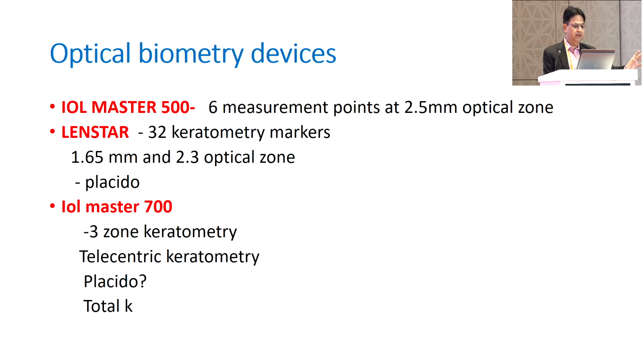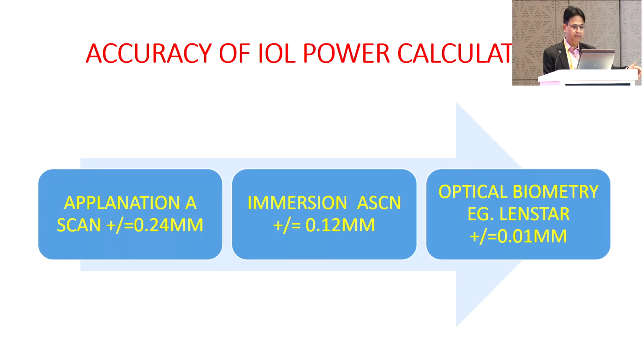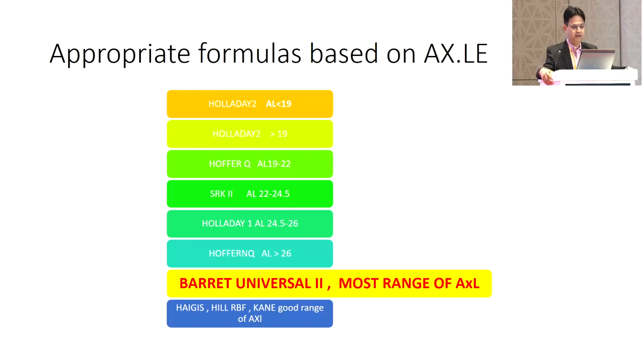So the important point for us is to use optical biometry according to your pocket budget. But still, I'll say even if you want to go for premium lenses, you should go for optical biometry. Because the previous speakers have already spoken about it, like ablation there is an error of 0.24 millimeter, and the least error is, I'll say, with optical biometry. Then appropriate formulas based on the axial length are very important, but nowadays Barrett Universal 2 is acceptable for most of the range of axial lengths.